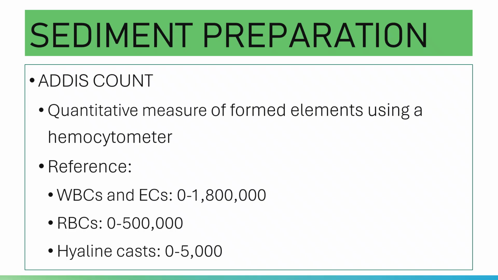For the reference values, WBCs and epithelial cells are less than 1,800,000. That is the normal value. Red cells 0 to 500,000 and hyaline casts 0 to 5,000.